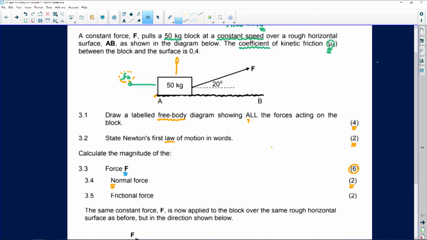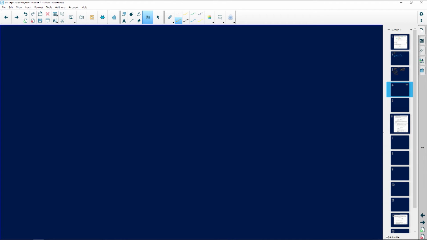But now remember, when you talk about the F of n, we must take into consideration my F of y. In the opposite direction of that, I've got my F of g. So always take that into consideration. So for 2 marks, let's calculate our F of n. So this is for 3.4.